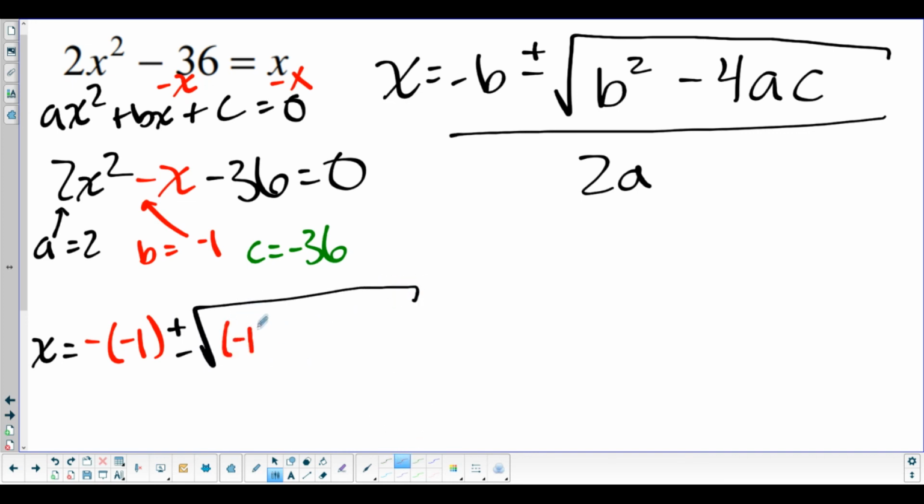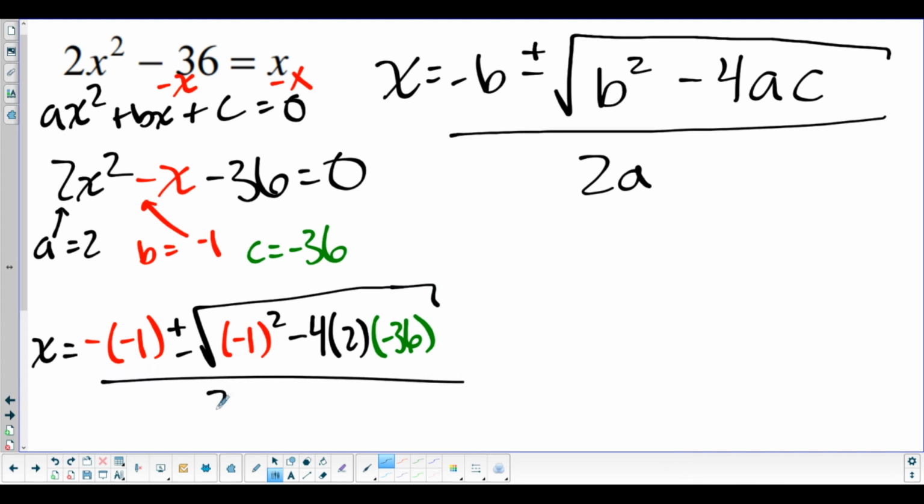And so that's going to be negative 1 squared from the b squared, minus 4 times, what is a? A is 2, times c is negative 36. Oops. And then the square root is all over that. I just want to make sure that happens. And then this is all divided by 2 times 2, because a is 2.